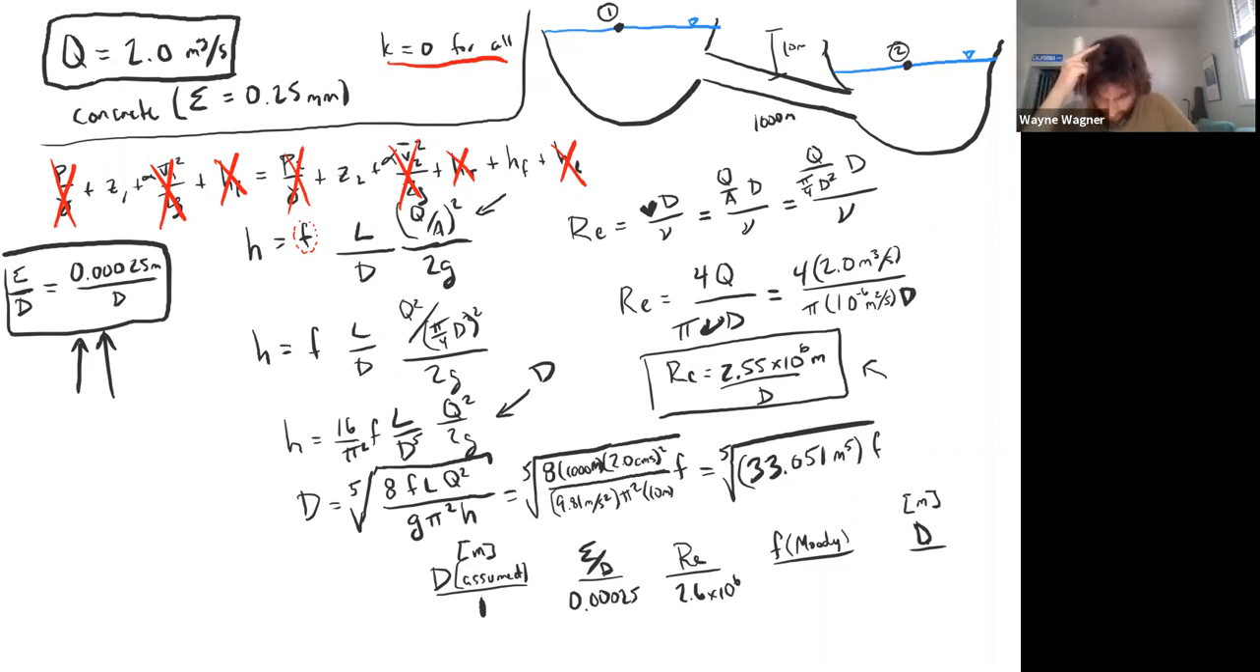Let's see. F Moody, 2.6 times 10 to the 6th. And 0.000. Oh yeah. 0.0002. So that's 2.5 times 10 to the negative 4.